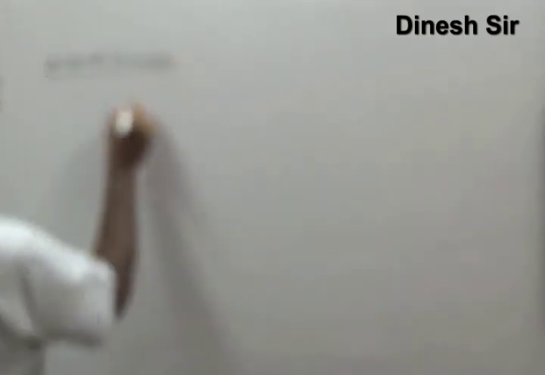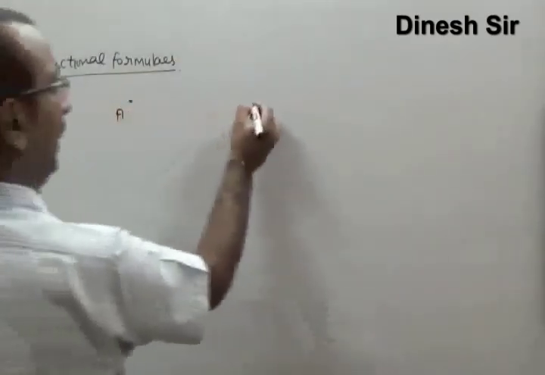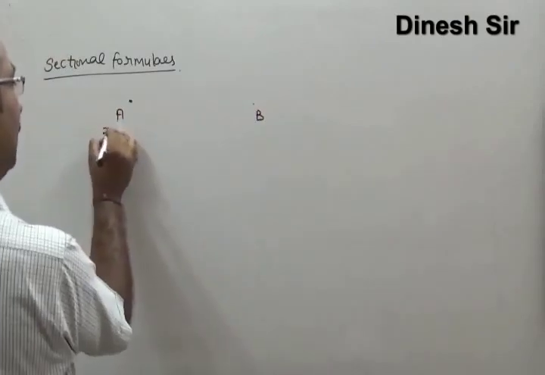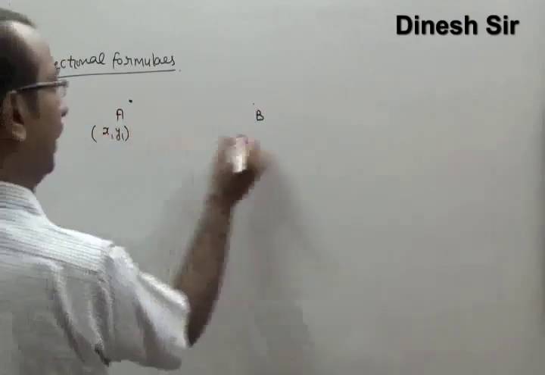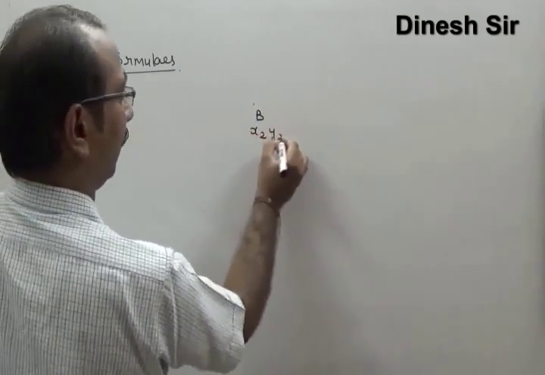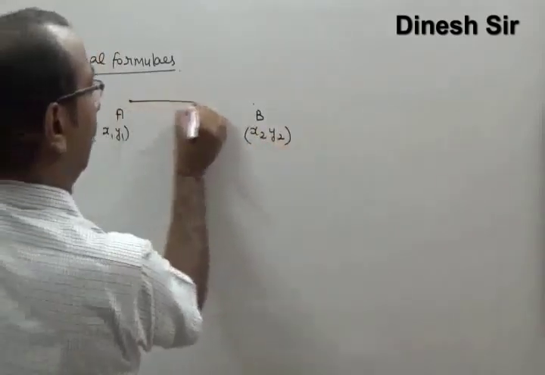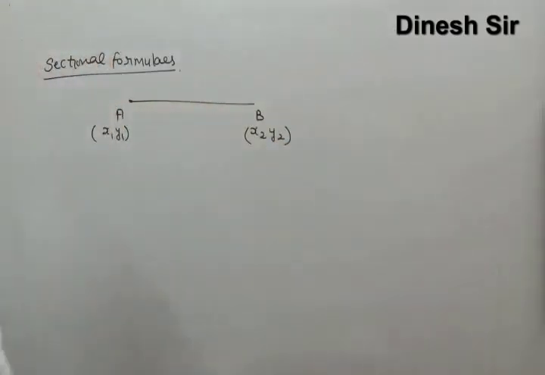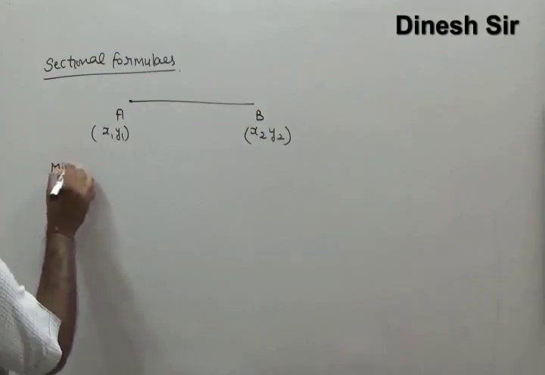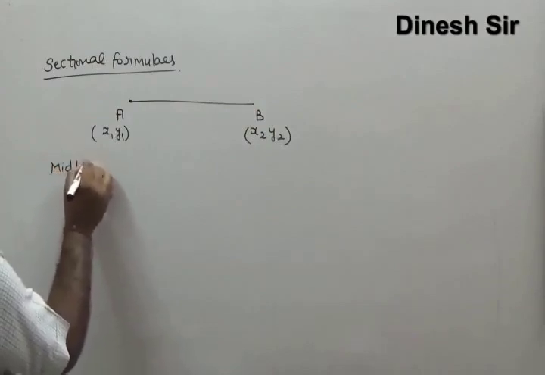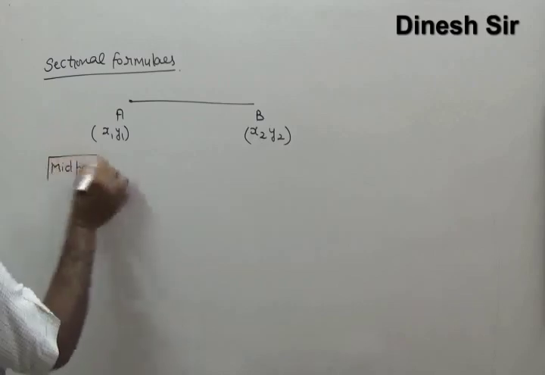Suppose 2 points are given, 1 point is A and 1 point is B. This point is given x1, y1, and this point is given x2, y2. Now the first point is known as the midpoint theorem. That is, how to find the midpoint of this AB.